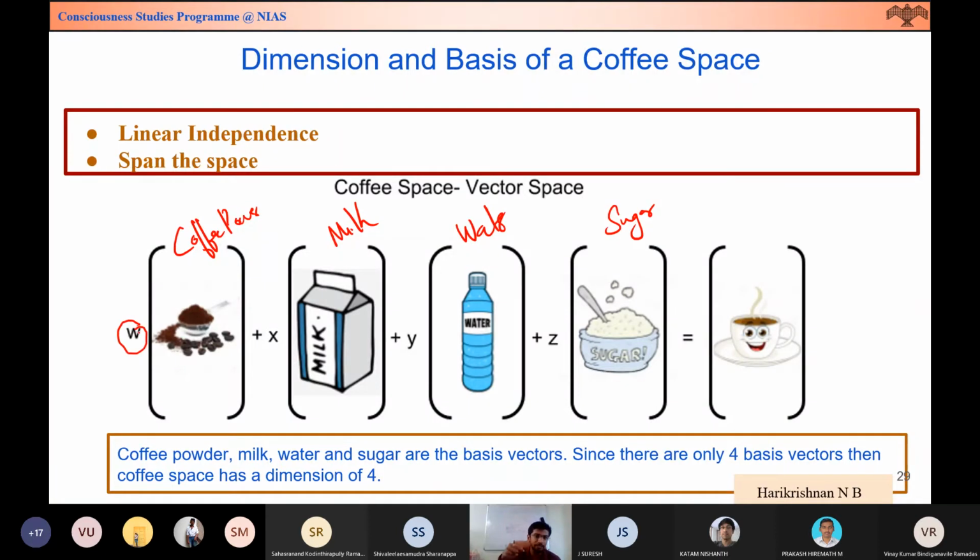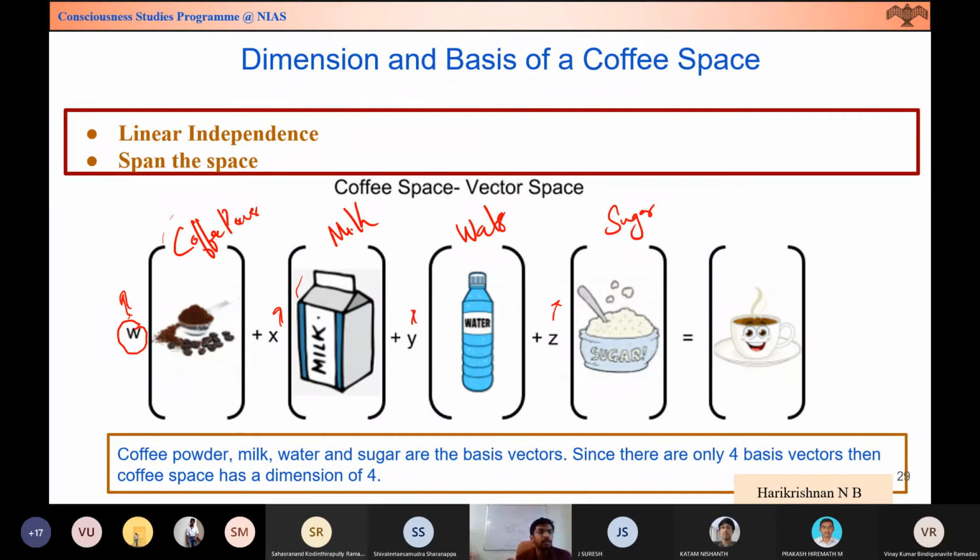We have a teaspoon. We will not take a bucket full of coffee powder, right? We will take a teaspoon of the coffee powder. So there's a calculated measure given by this W, and we take a calculated measure of milk given by X, and a calculated measure of water and sugar to get a coffee. So basically, the coffee can be seen as a weighted linear combination of coffee powder, milk, water, and sugar.